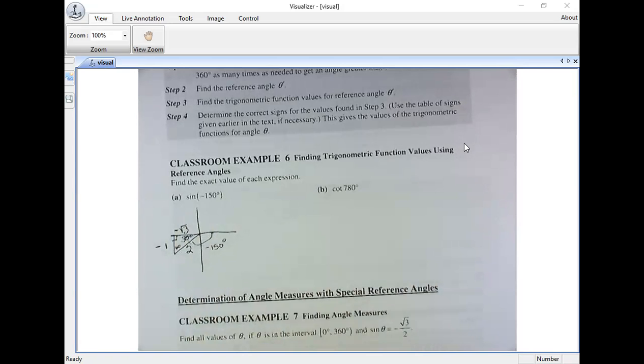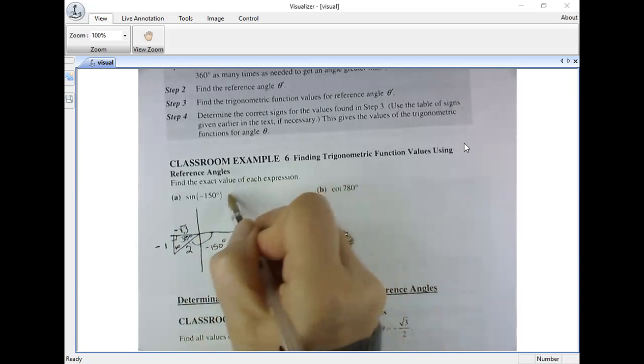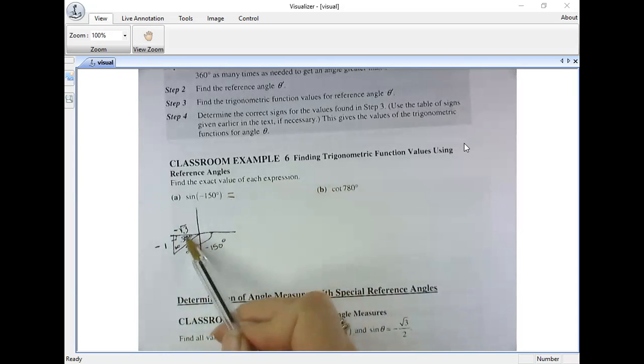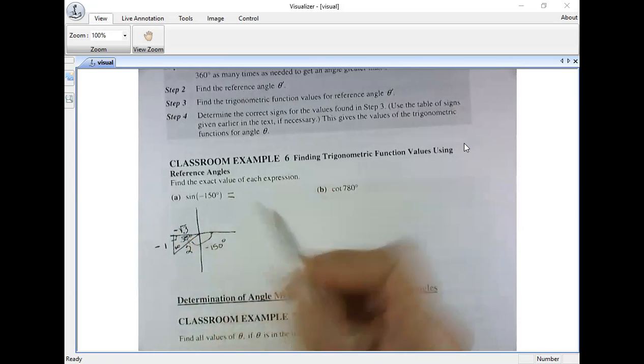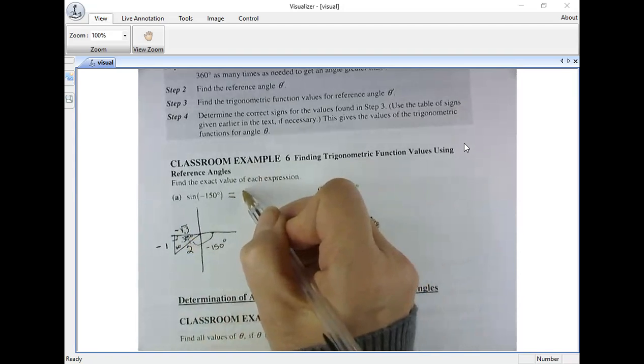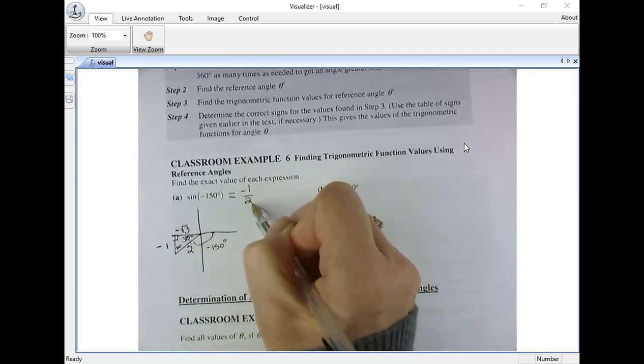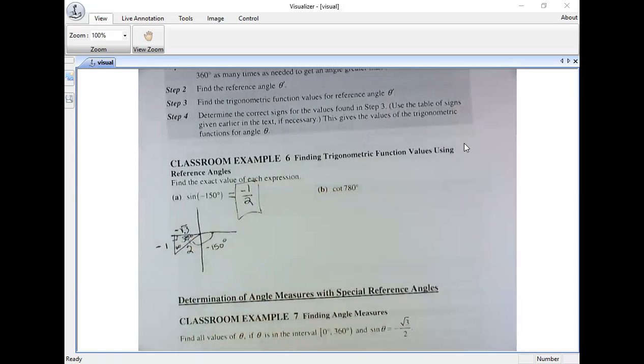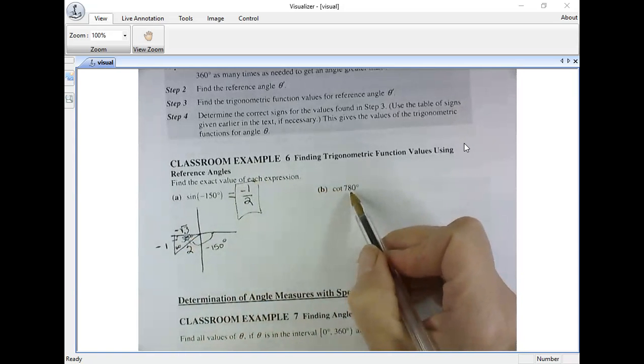Now, looking at my diagram, what would you tell me the sine of negative 150 is? It's using this reference angle. Sine is what ratio? Opposite over hypotenuse. So that gives me negative 1 over 2. Make sense?